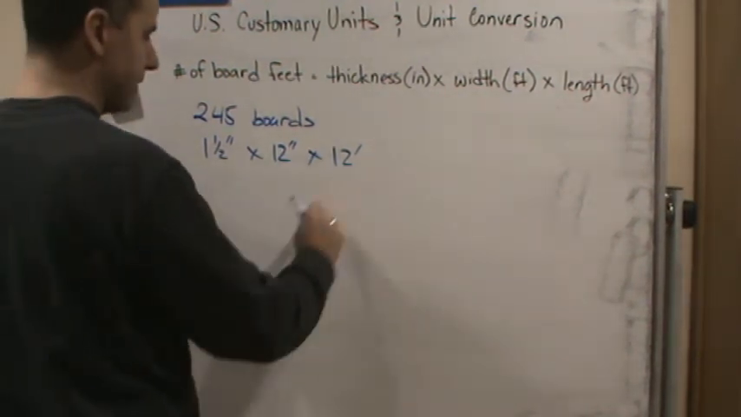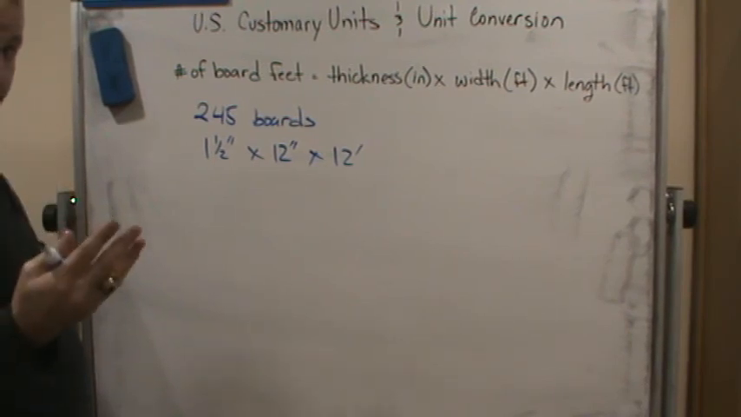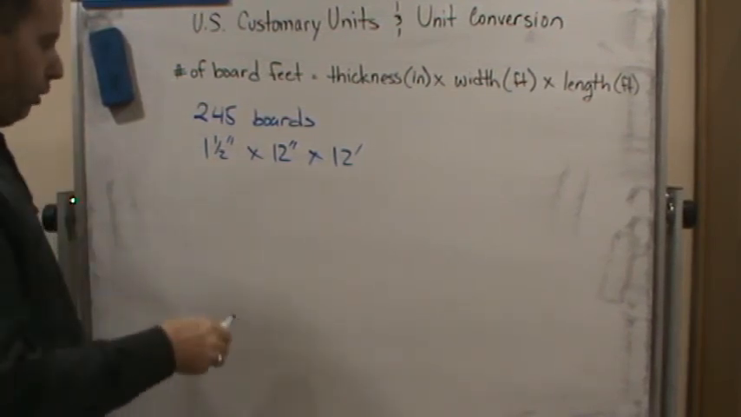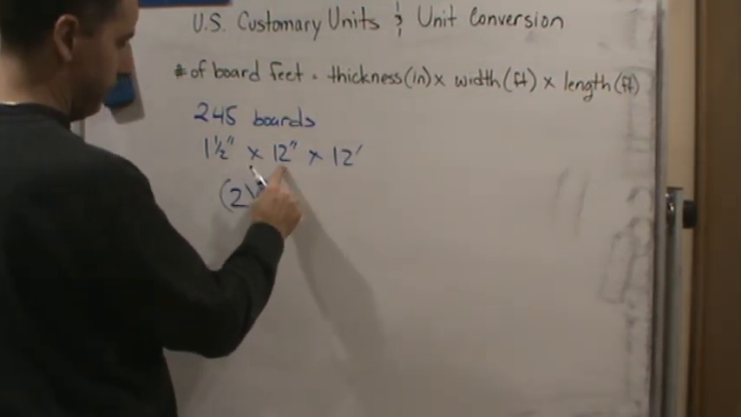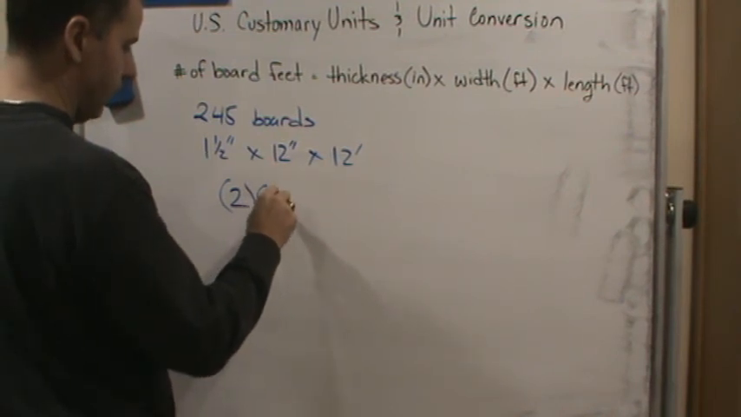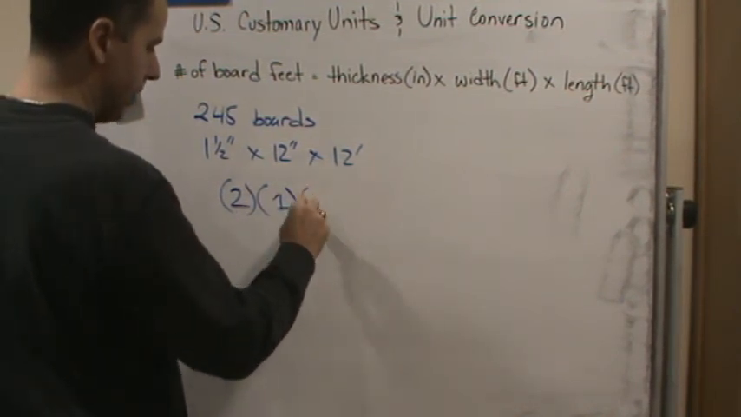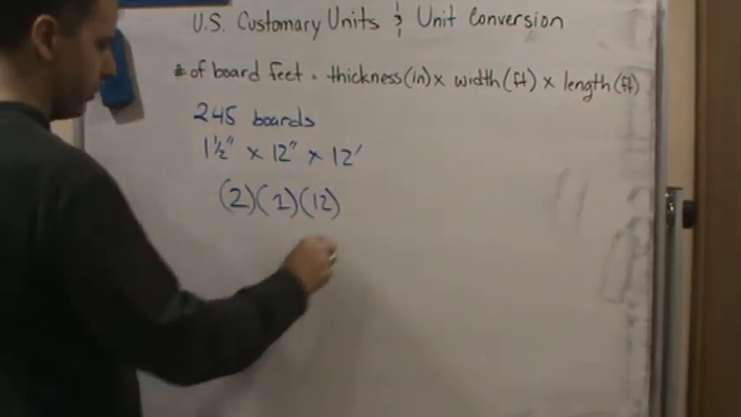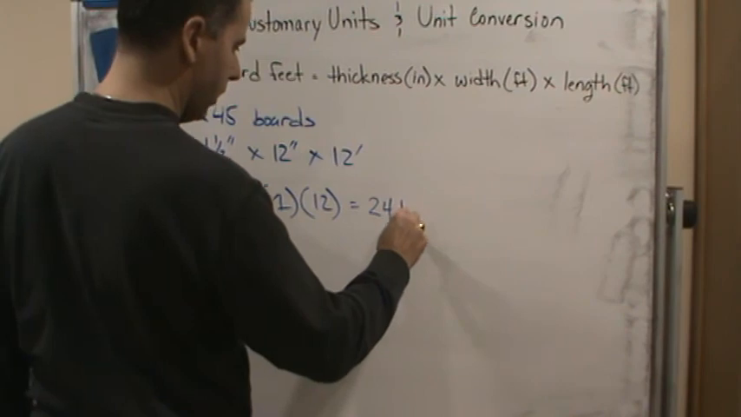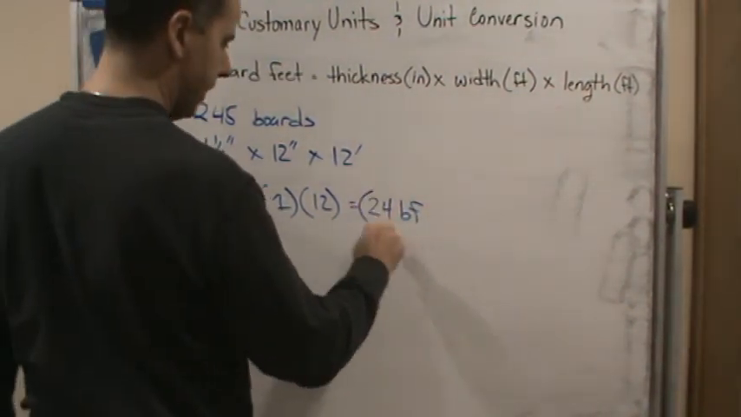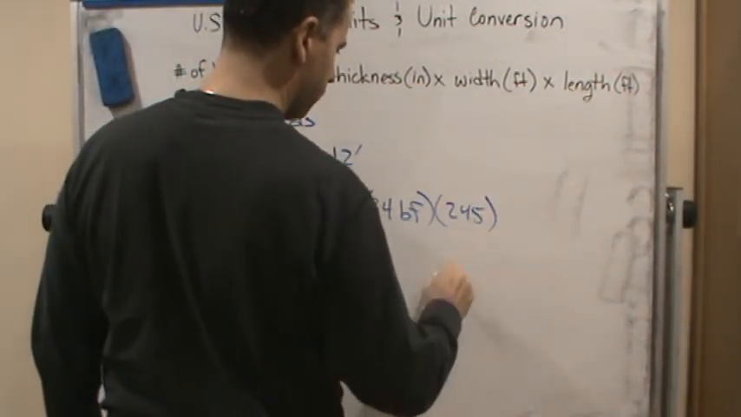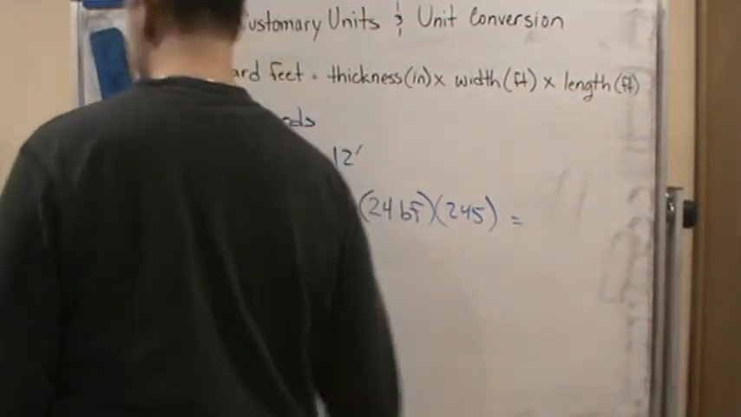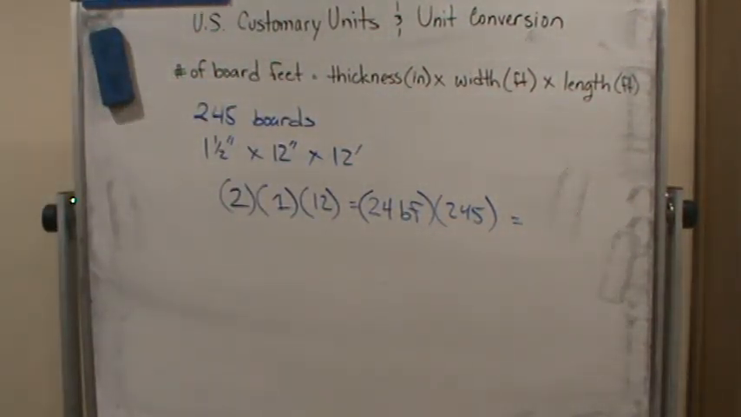Okay, so first I'm going to get the board feet for one board. So that would be 2 times, now this needs to be in feet, so that's going to be 1 times 12. And so this is going to give us 24 board feet. Now I'm going to take this and multiply it by the number of boards that we have to order, which is 245. If I multiply those together, that's going to give me the total board feet I'm looking for, and that's 5,880.